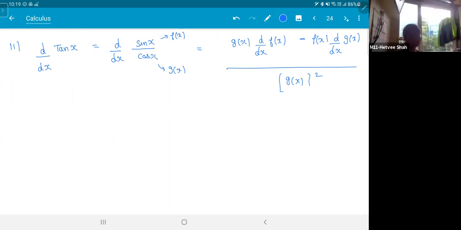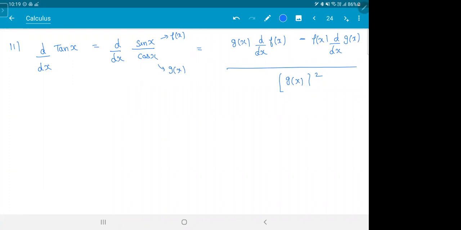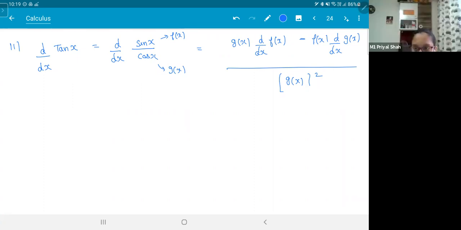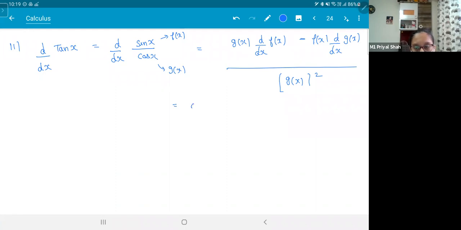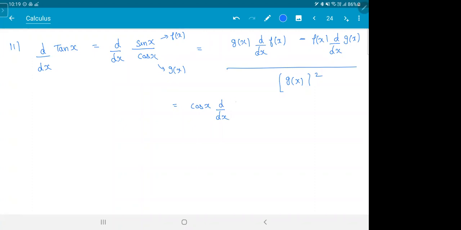Cos square x. 1 upon cos square x. So secant square x. Sir, 1 upon cos square x whole square, no? No, 1 upon cos square x is right only. See, g of x is cos x. Differential of sin x, minus sin x, differential of cos x, by g of x whole square is what?